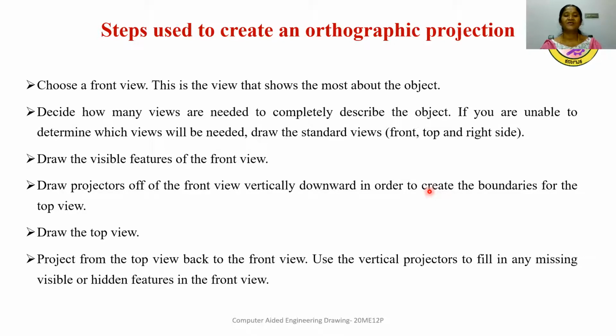First, draw the visible features of the front view, and after completing the front view, draw the projectors vertically downward from the front view to create the boundaries for the top view, because the front view and the top view will have the same width dimension. Then you complete the top view. After drawing the top view, project back from the top view to the front view and use the vertical projectors to fill in any missing visible or hidden features in the front view.